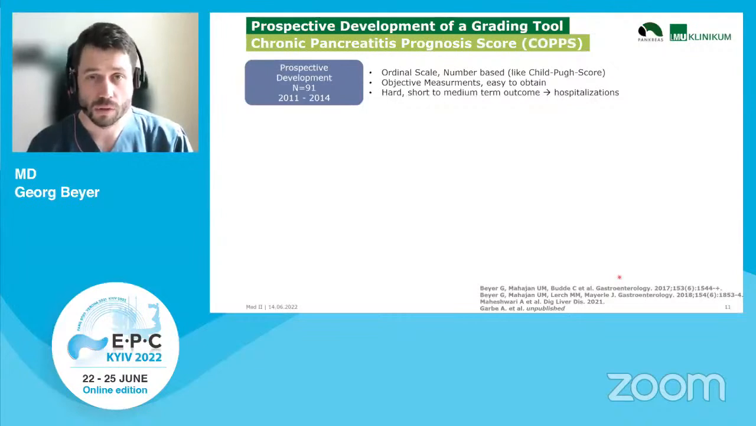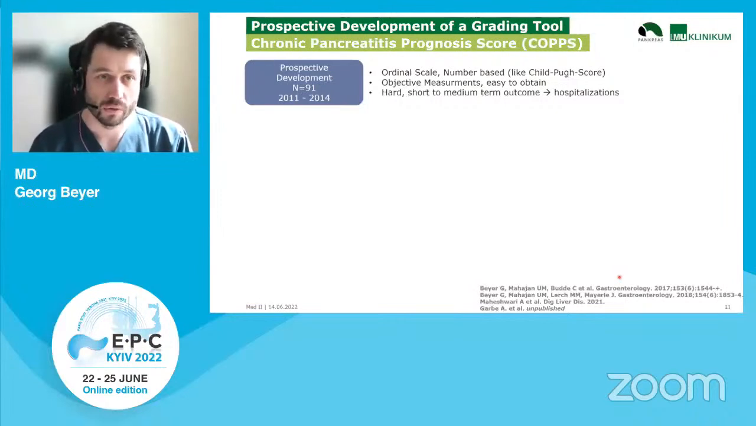Here again, we wanted to develop a tool that gives us an ordinal scale, so a number-based score, and we used the Child-Pugh score for liver cirrhosis as a model that is able to objectively measure disease severity, is easy to obtain, and can be measured repeatedly, also in an outpatient setting. It had to be correlated to hard endpoints that had something to do with the short to medium term outcome of a patient with chronic pancreatitis, and therefore we chose hospitalization as our endpoint. So the chronic pancreatitis prognosis score is basically a point-based scoring system that predicts the risk of hospitalization in chronic pancreatitis patients.